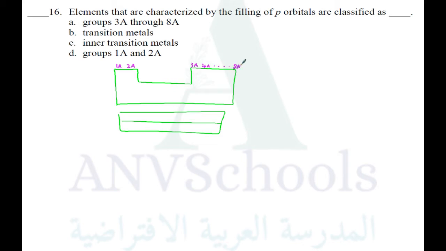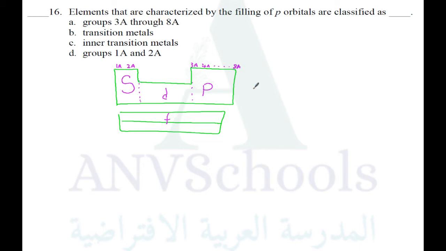So from the beginning we have said these regions, group 1A and group 2A, are the s block because the last electron to be filled will fill the s sublevel. And this is the p block because the last electron fills the p sublevel. And this is the d block, we have mentioned it, and this is f. So elements that are characterized by filling of p orbitals are classified as group 3A through group 8A.